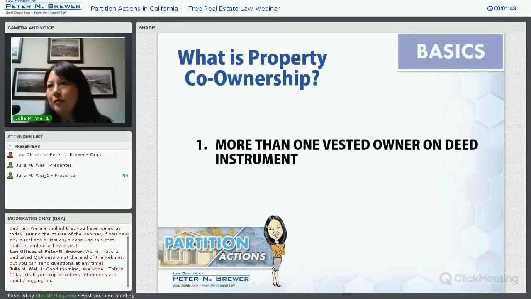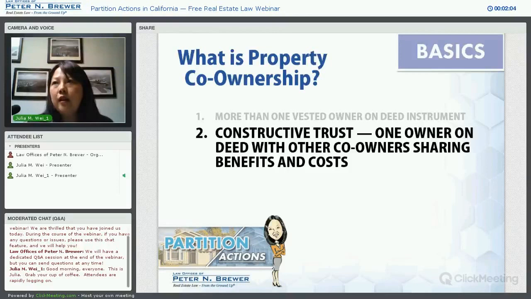The co-ownership really just means that there's more than one person who is either on the deed or has a vested interest in a particular piece of property. It can be residential, agricultural, commercial. Partition is a remedy that applies to all those types of real estate.